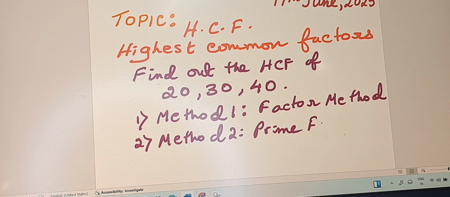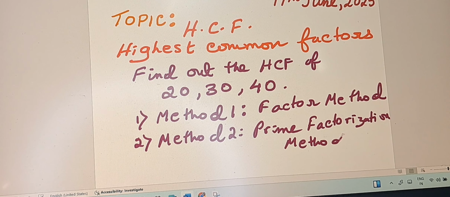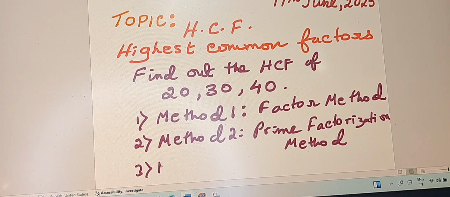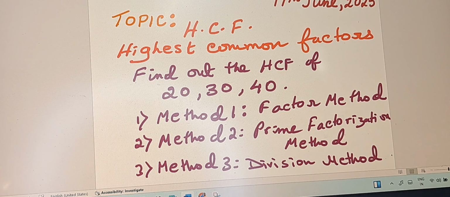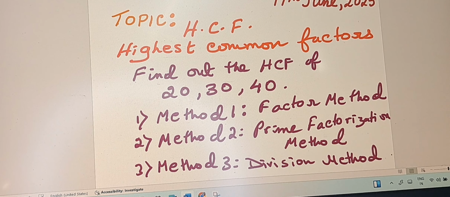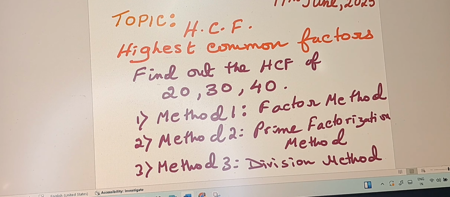Prime factorization method. And number 3 is called division method. Now what is interesting over here, there are 3 methods to find out the H.C.F. In all the 3 methods, one thing is very much common, that is the answer will remain the same. So let us find out how the answer will remain the same in all the 3 methods.